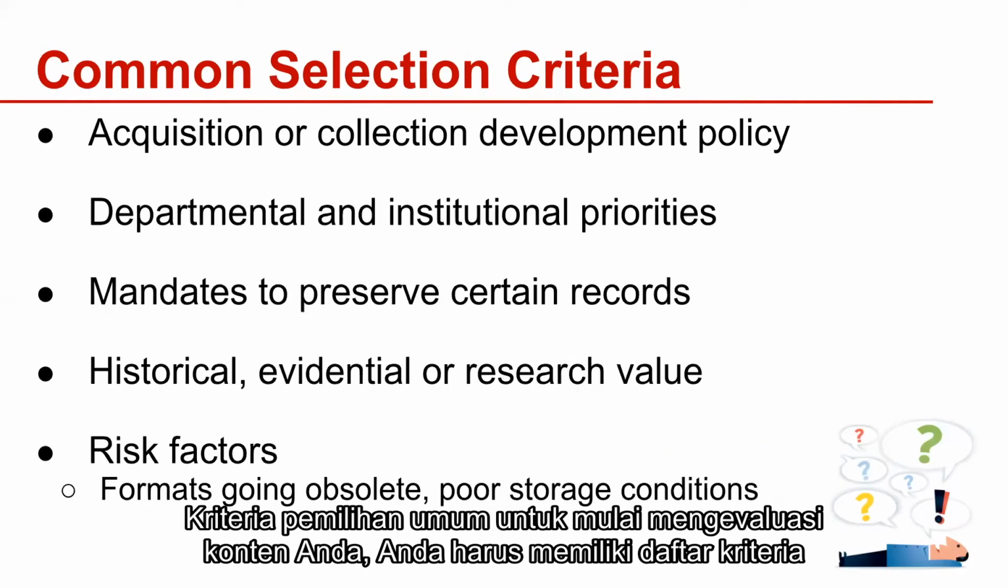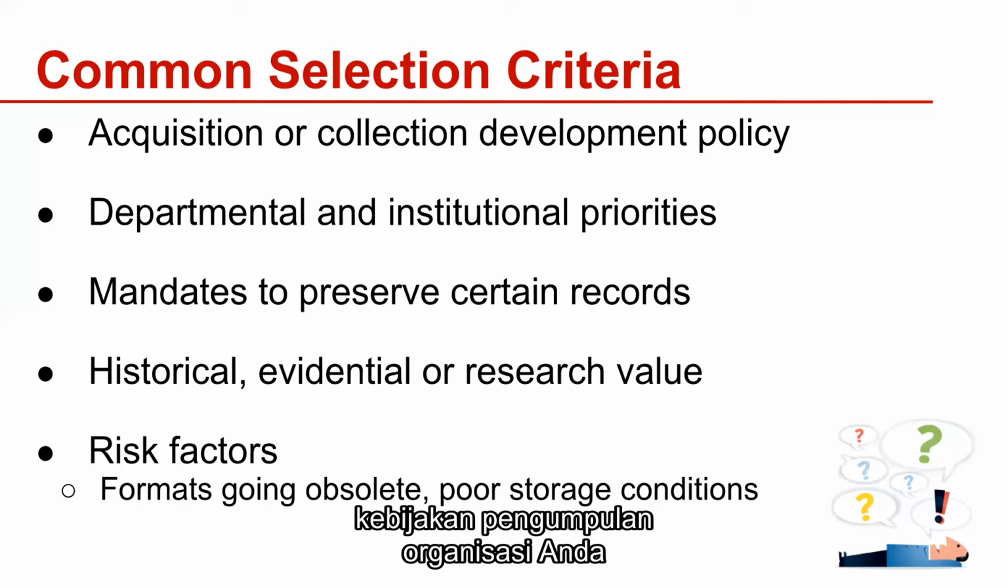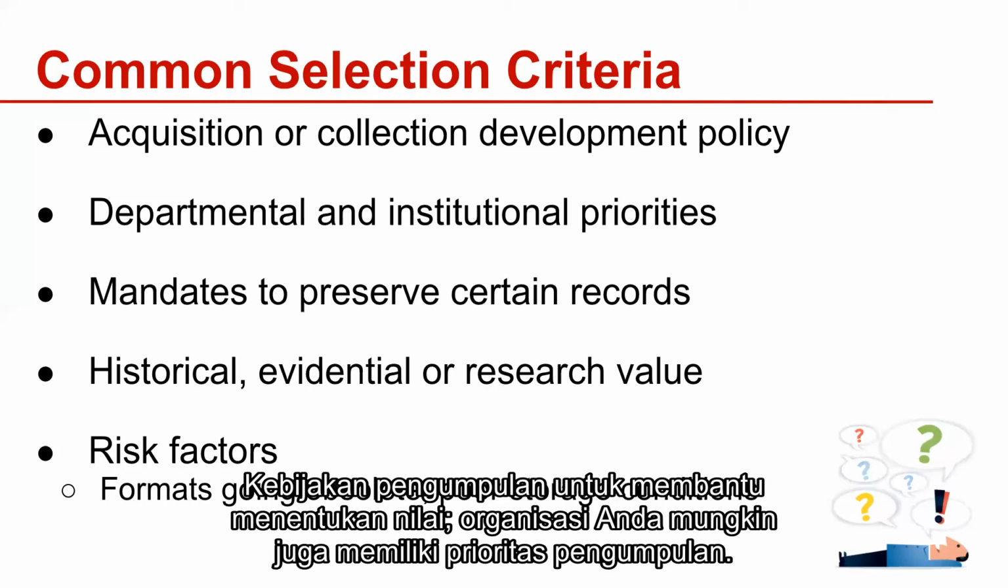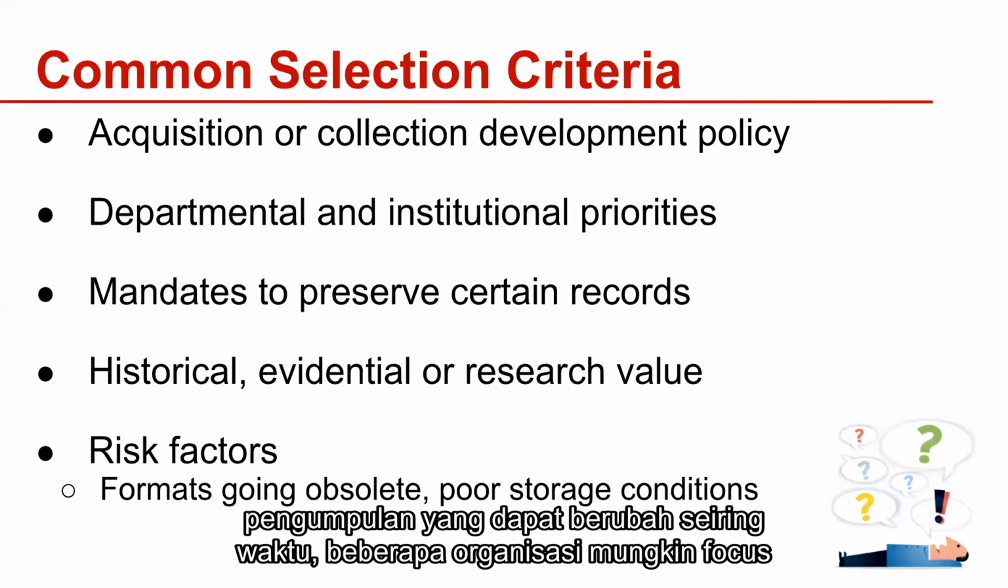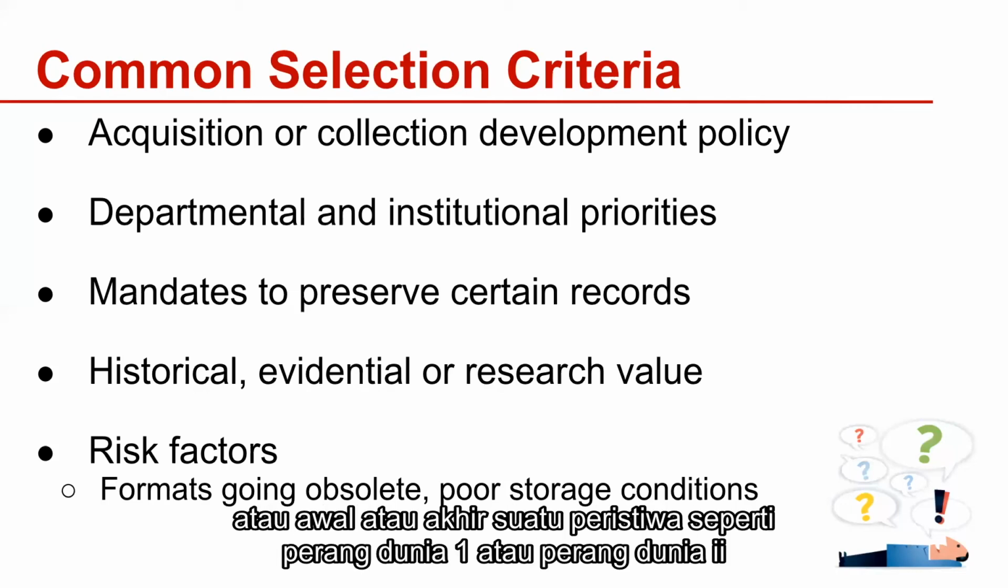Common selection criteria. To start evaluating your content, you should have a list of criteria to compare it to. Some common selection criteria include working from your organization's collection policies to help determine value. Your organization may also have collecting priorities, which may change over time. Some organizations may focus on timely priorities, such as a historical anniversary, a 50th or 100th anniversary, or the starting or ending of an event such as World War I or World War II.